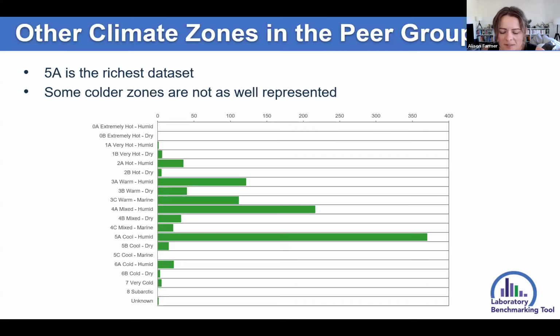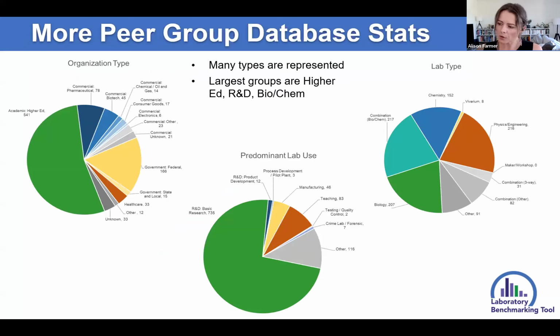And then we have some gaps that are typical of zones in the US Southeast as well. Looking a little bit more across the database, you don't need to look at these pie charts in detail. The main message is that we do span a lot of different lab types, organization types, lab use types. So our largest groups are higher education, although we do have a pretty significant slice from pharma and biotech and some other industries. We have a pretty significant slice from federal government as well.